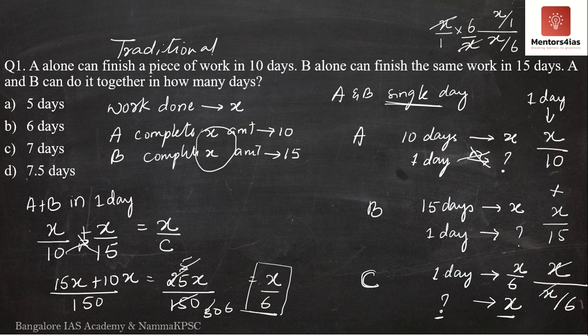So x and x get cancelled. What do you have remaining? Nothing but 6. So if both A and B are working together, they take 6 days to complete the entire work. Therefore, the correct answer is option B, or 6 days. So the correct answer is 6 days.